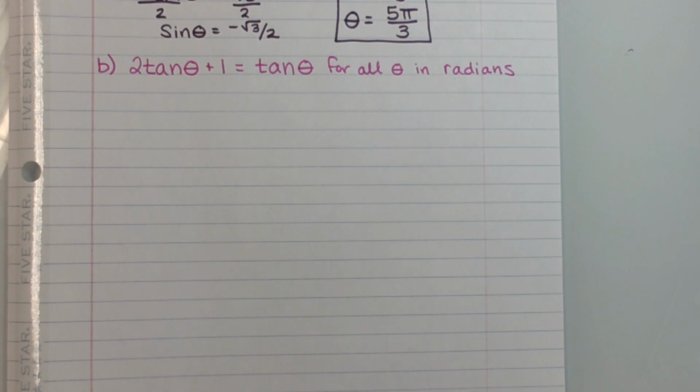tangent of theta plus 1 is equal to tangent of theta for all theta in radians. Now some of y'all are looking at this probably being like, what the heck is going on? If you ever are looking at these problems as if it is a struggle to figure out what to do with it, if the angle is the same and it's a single trig ratio, are the angles all just regular theta here? Yes.